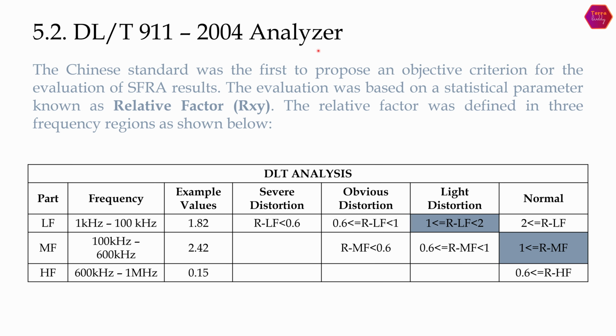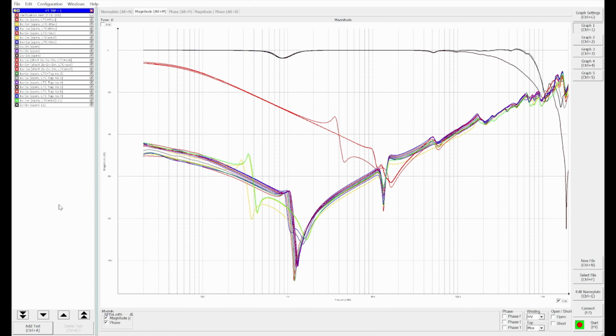The DLT analyzer is a Chinese standard that uses a statistical parameter known as the relative factor, R, to determine the deviation between the graphs. Here example values of R are given. If R is 1.82 between the frequency band 1 kHz to 100 kHz, then there is light distortion between the graphs within that frequency band. Similarly, we have different values of R for the other frequency bands that will tell us the distortion between the graphs within those bands.